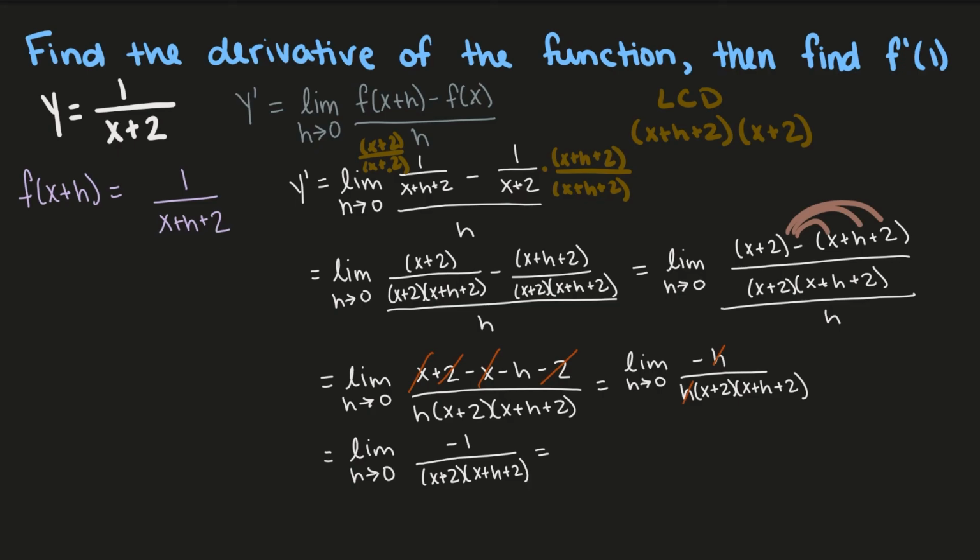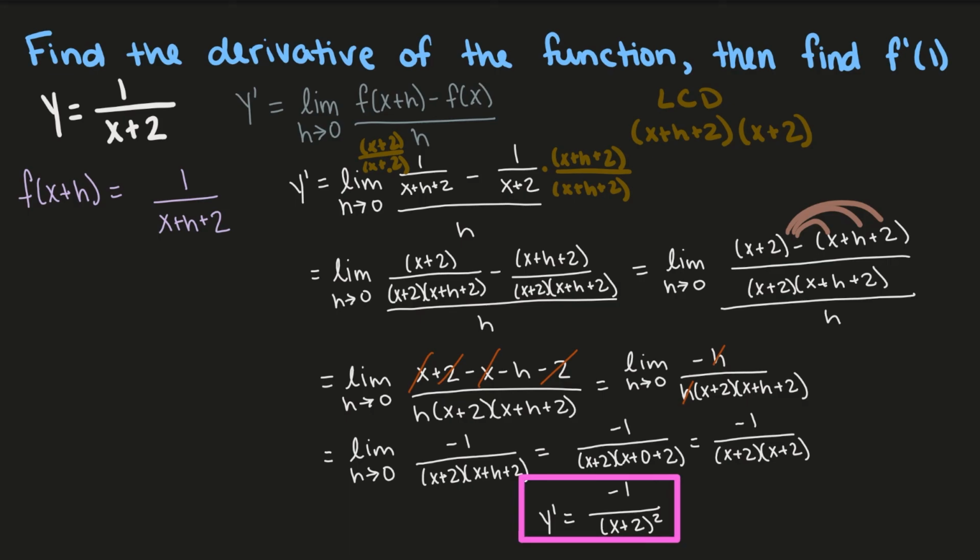So solving our limit gives us negative 1 over x plus 2 times x plus 0 plus 2, or negative 1 over x plus 2 times x plus 2. Since we have the same factor repeated, we can represent that as x plus 2 squared. And this means the value for our derivative, our y prime, is going to be equal to negative 1 over x plus 2 squared.